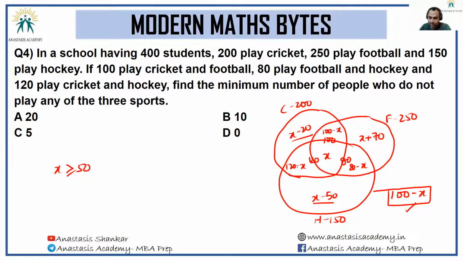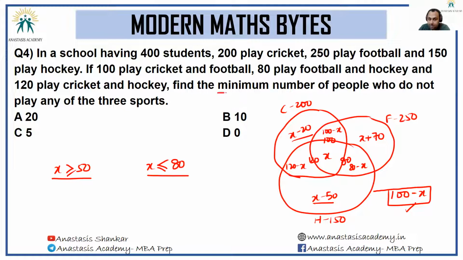Similarly, look at all the regions where we have something minus X. You have 100 minus X, 120 minus X, 80 minus X, and 100 minus X. Can I say X has to necessarily be less than equal to 80? Because if X is not less than equal to 80, let's say X was 90, then the number of kids playing only football and hockey would be minus 10. That is impossible. So we've identified a range of values that X can take. X can range from 50 to 80. These are the possible values of X.